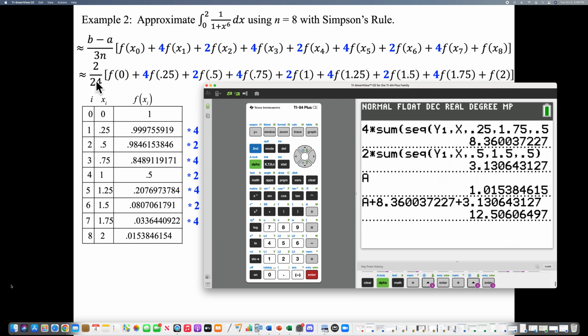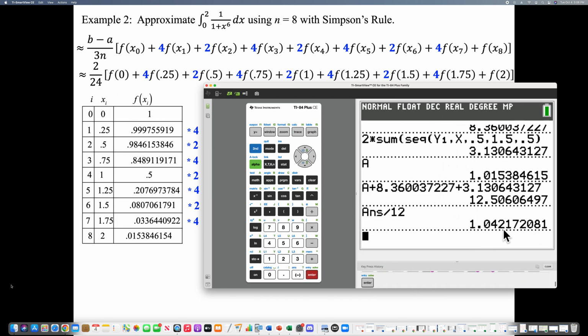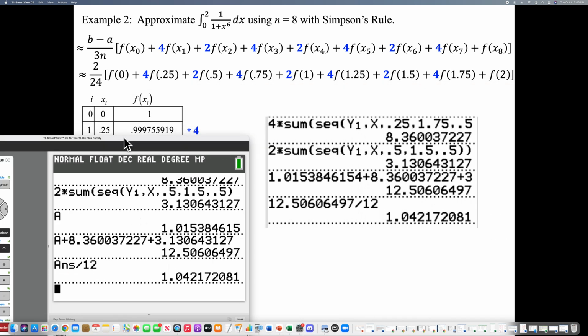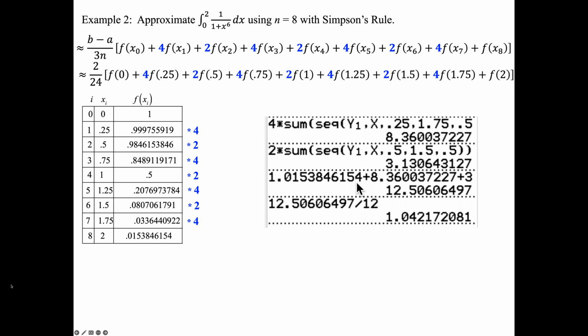Now 2 over 24 becomes 1/12. Then we just divide that by 12. And we get 1.0421728081. And that's how we work that on the calculator. Get the exact same number right there. All right? And that's the Simpson's rule. Very closely related to the trapezoid rule, except we have these alternating 4's and 2's.